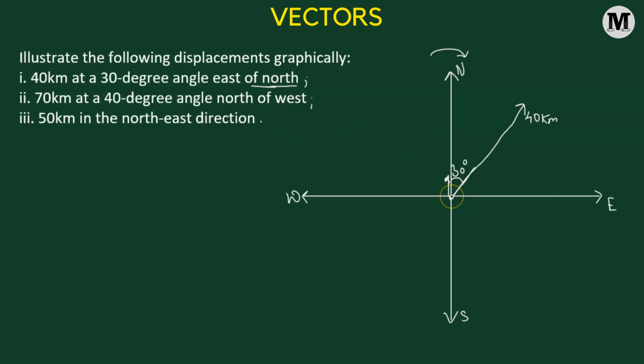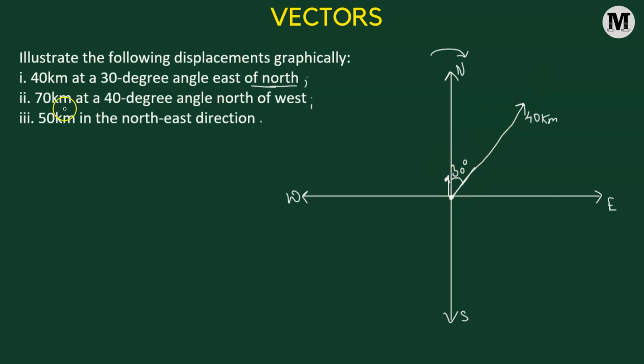So from the origin point, we first point towards the northern direction, and from the northern direction we are going to rotate 30-degree towards the eastern direction, and once our rotation is done, we are going to move 40 kilometer in that particular direction. So wherever we end, we join it with the help of an arrow, and this arrow is going to give us the displacement.